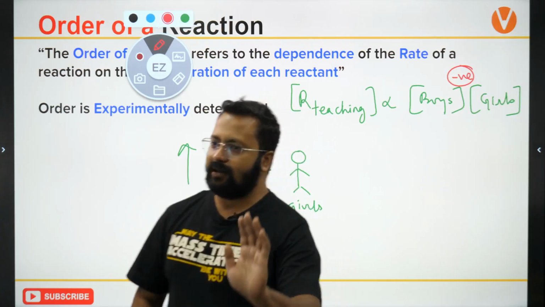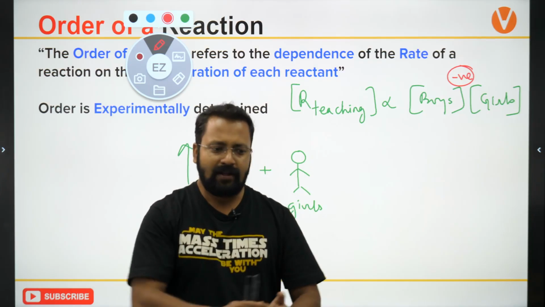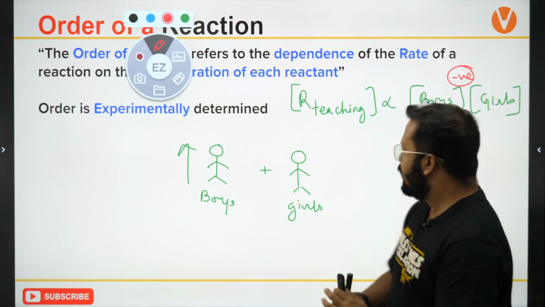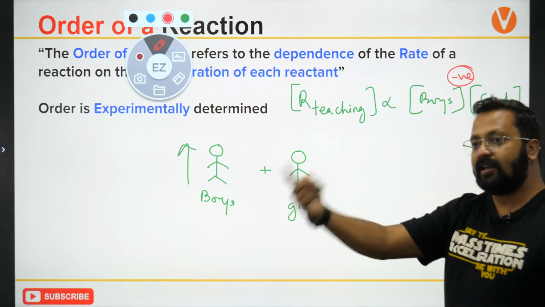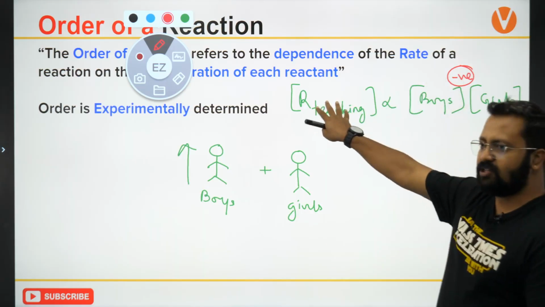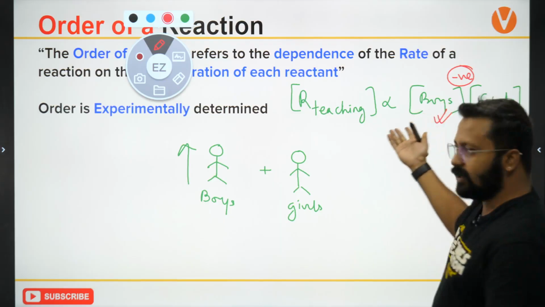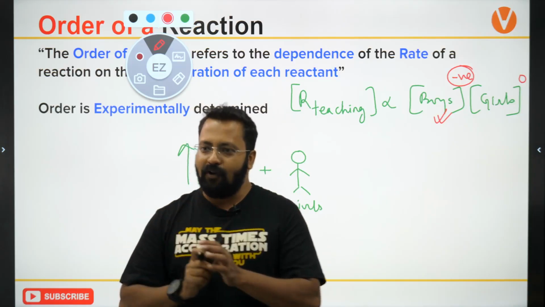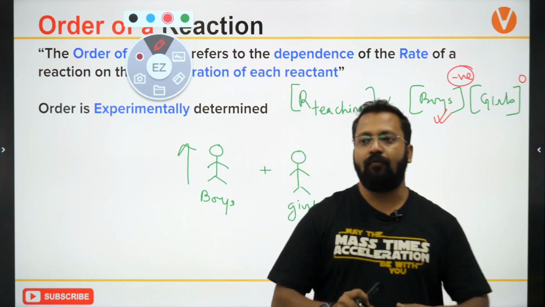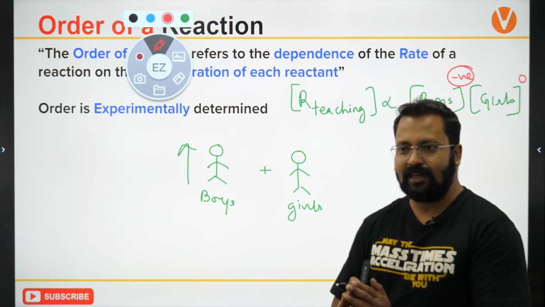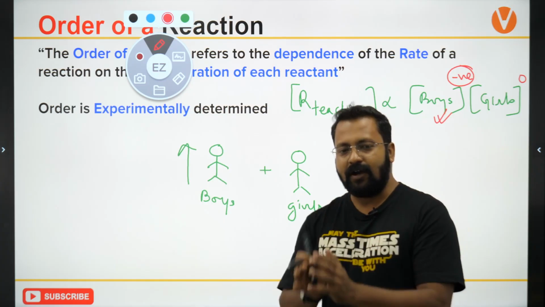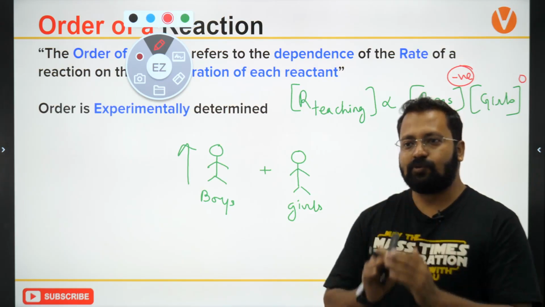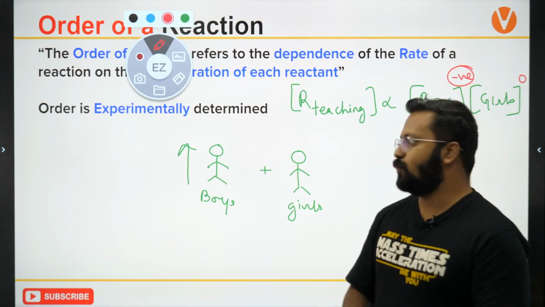But even if there is one girl present or there are 100 girls present, the girls are very timid, very diligent, always focused on studies. So even if one girl or more than one girl is present, it makes no difference to the rate of teaching. The rate of teaching is decided by these naughty boys. So what will this power be? 0. This power is a function of whatever is happening inside the class, and it will always be experimentally determined.